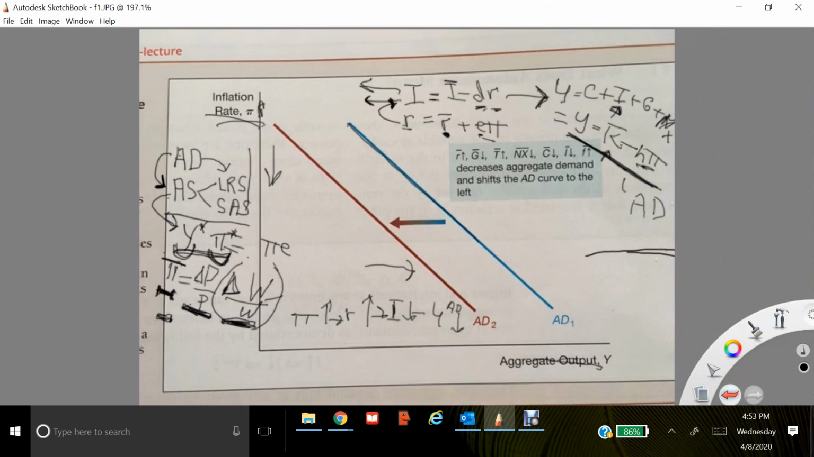So that's the blue curve, okay? So why do we have two curves here? This figure shows the effect of increasing or changing all the autonomous parts of this equation. Autonomous means that they're not dependent on any variables. Okay, they're given amounts. So, for example, consumption.